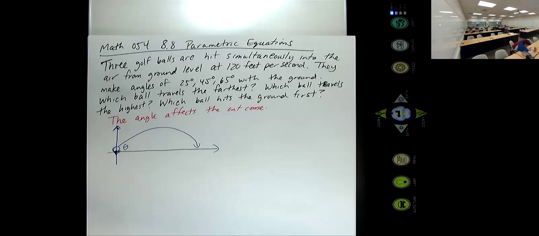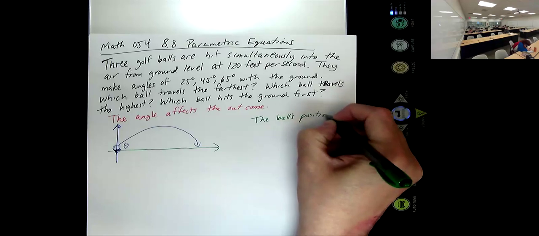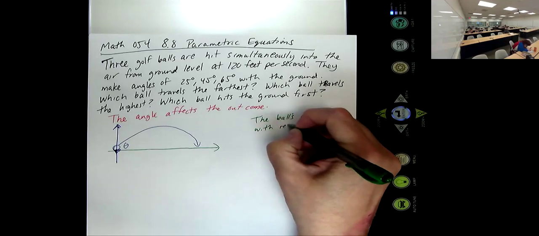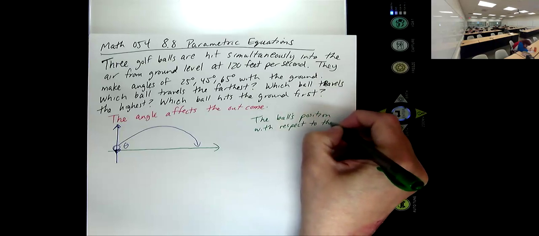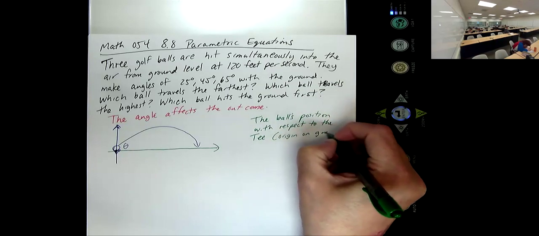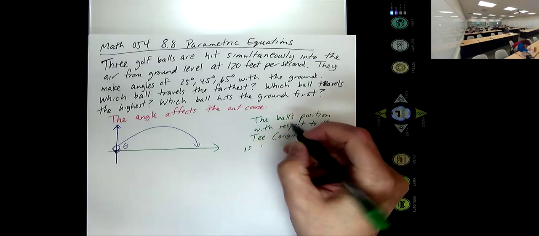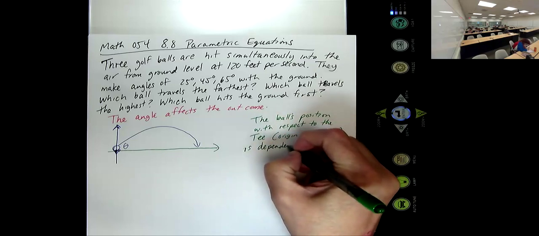Now we could solve the first 2 questions with just y and x alone, and using the angle. But figuring out when the ball hits the ground means we need to have an element of time in there, right? So this is affected by time. The ball's position with respect to the tee, which is effectively the origin on our graph, is dependent on time since it was hit.